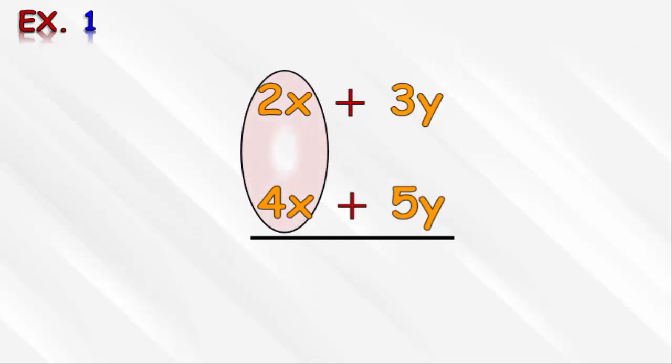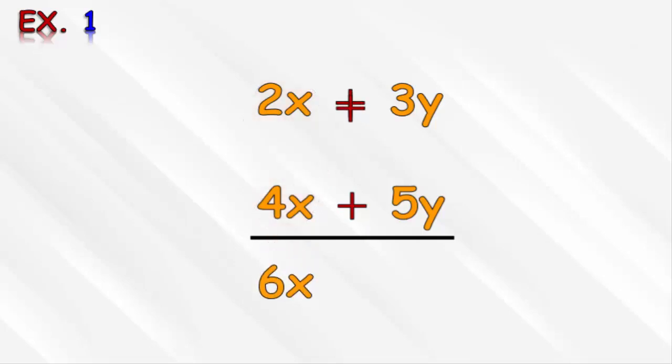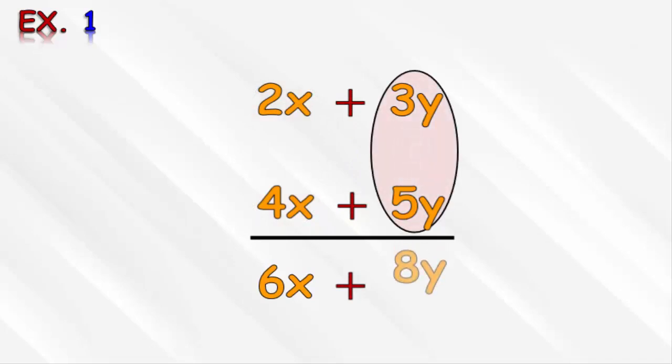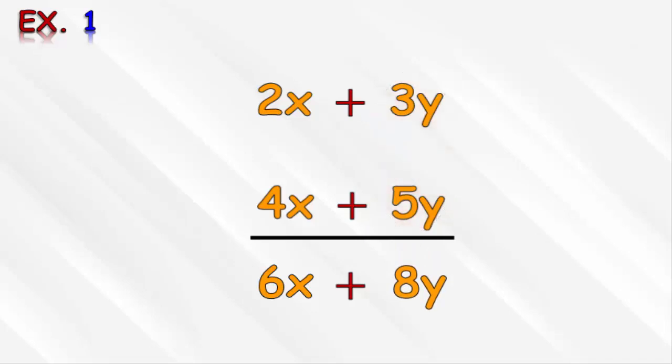Then we add the coefficients of x. 2x plus 4x equals 6x. Then we add the coefficients of y. 3y plus 5y equals 8y. Thus we get the summation of the two algebraic expressions, which is 6x plus 8y.